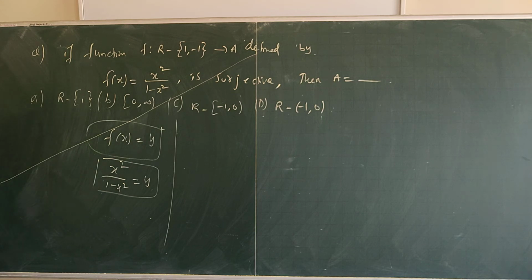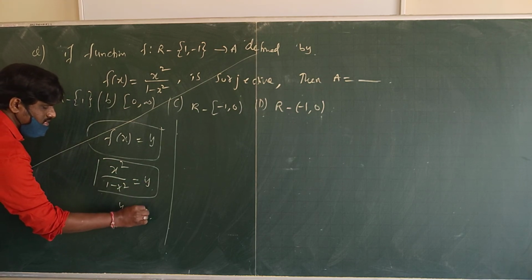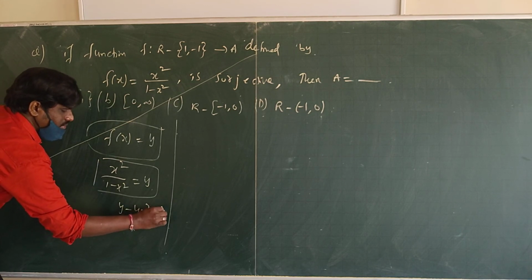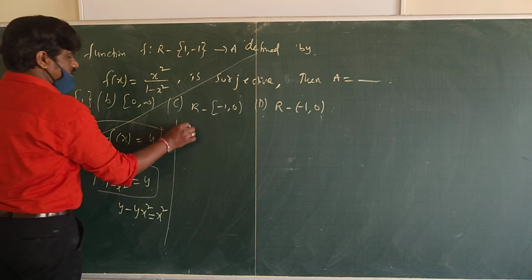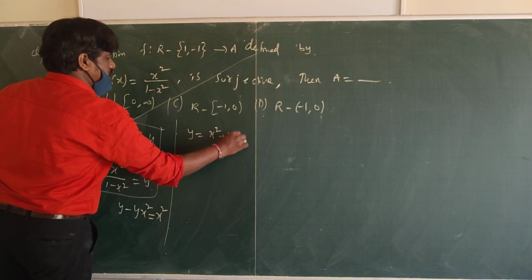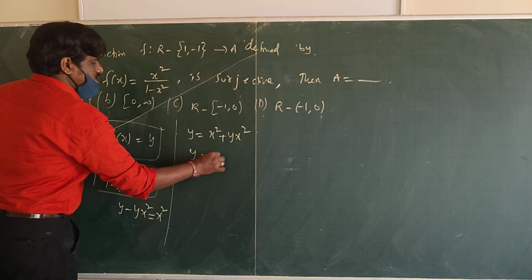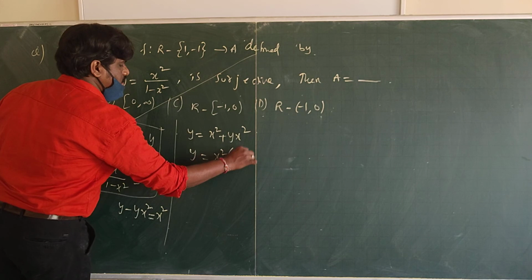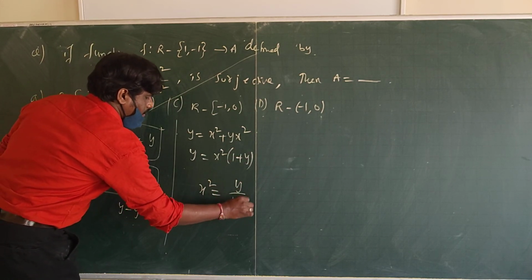y is equal to... आपको क्या करना है? x को सब्जेक्ट बनाना है. You have to make x the subject. So do cross multiplication: y minus y x square is equal to x square. I explained many times. So y is equal to x square plus y x square. Take x square common: y is equal to x square into (1 plus y). So x square is equal to y upon 1 plus y.